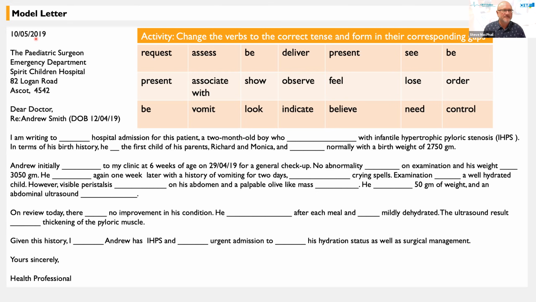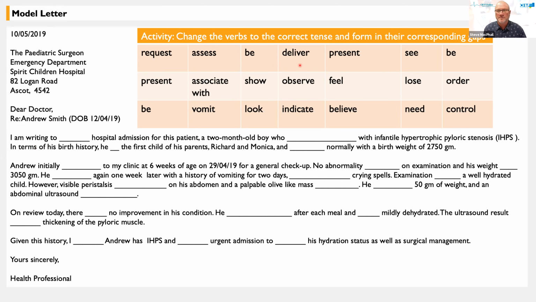So this is our model letter. It has the date up the top left, who we're writing to, the pediatric surgeon. We've got the hospital name and the address. That's all done nicely. Dear doctor, we've got the patient's name, and we've got a date of birth. So now we've got to start writing. Now this is where I want you to help me.